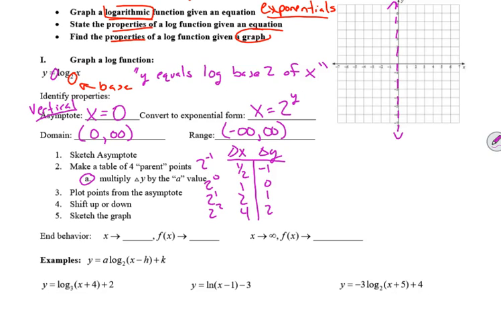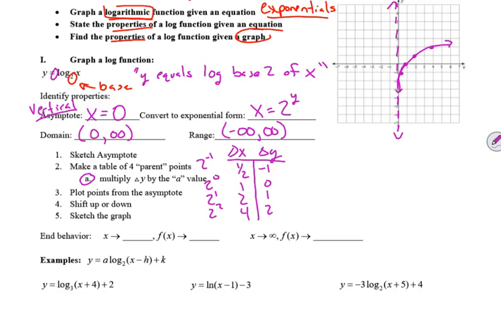I have no a value here, so I don't have to do this step for my initial equation. Plot the points from the asymptote. So from here I can move over 1/2, down 1, over 1, stay on the line, over 2, up 1, and then over 4, up 2. And there is a logarithmic function.